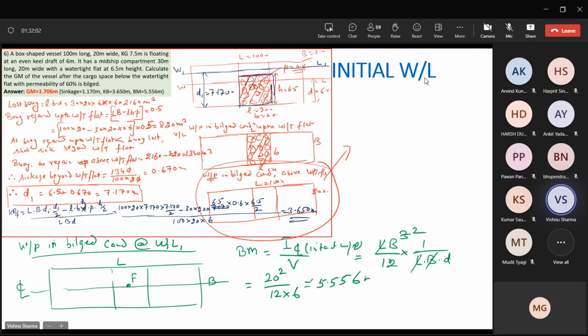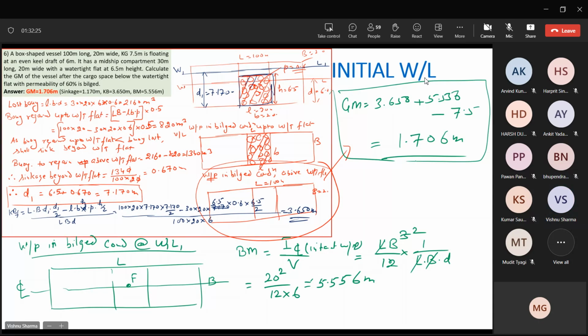So now you have the BM, you have the KB, and you can get the GM. So GM will be equal to KB of 3.650 plus BM of 5.556 minus the given KG in the question, and the answer should be 1.706 meters as the GM after bilging.